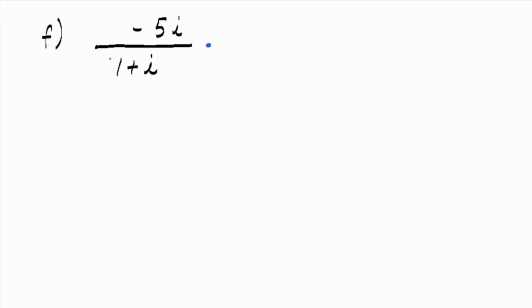So what's the conjugate of 1 plus i? 1 minus i. You multiply the numerator and denominator to do the division. In other words, to get rid of the i in the denominator, you multiply numerator and denominator by 1 minus i, if it's a sum or difference. So let's do the denominator first.